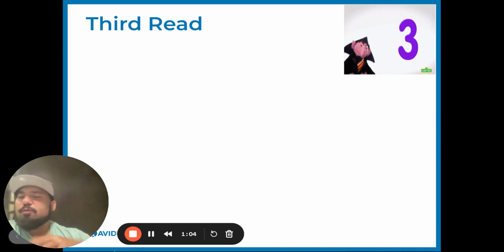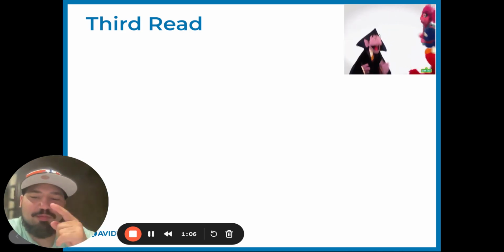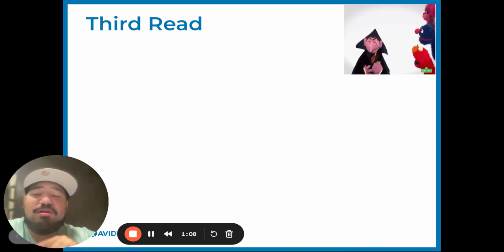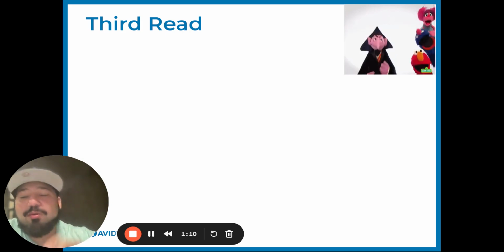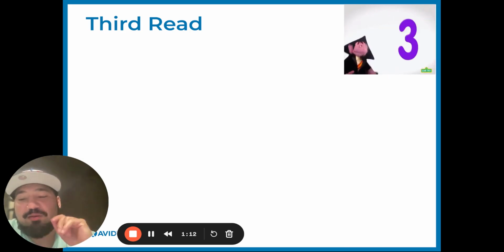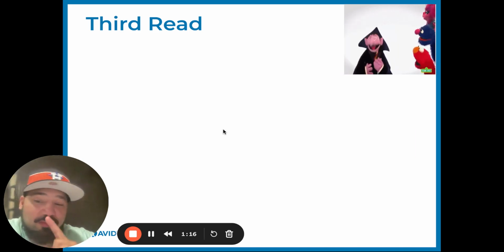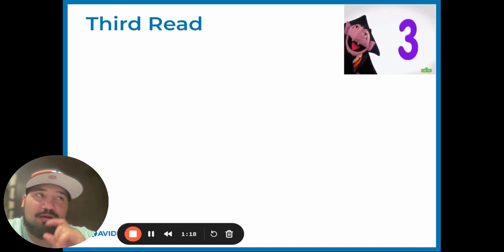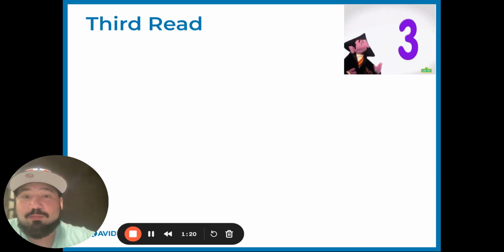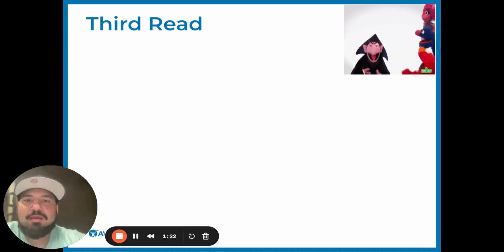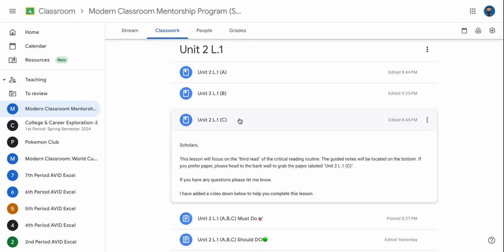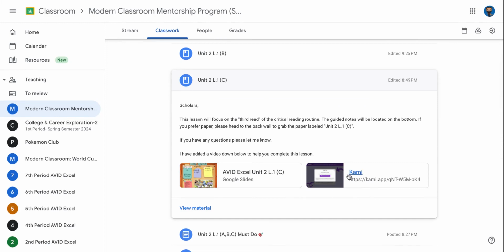So, again, we know the routine. Go ahead and grab those notes from the back wall. But if you are joining us from home, we're in Unit 2, Lesson 1, Part C. Make sure when you grab your notes from the back wall, they say letter C, please. And if you are working from home, always make sure to look at our section. And of course, we have our notes right here, so let's click on that.